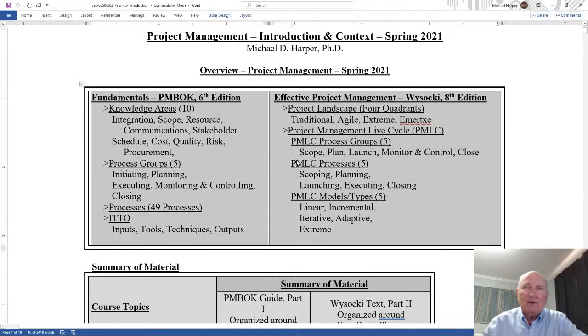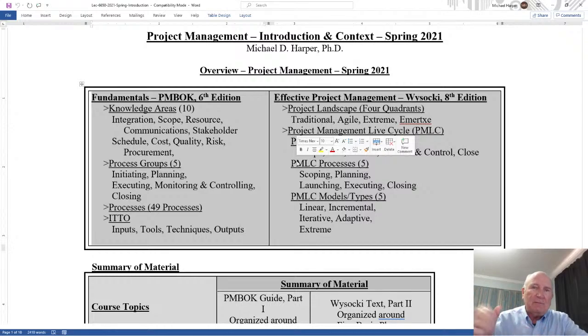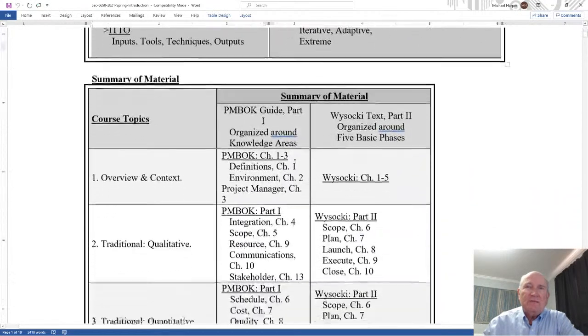They're very, very similar, a little bit different. The PMBOK is more of a guide, and Effective Project Management is more of a practical application. But together, they will satisfy this course. A summary of the material.